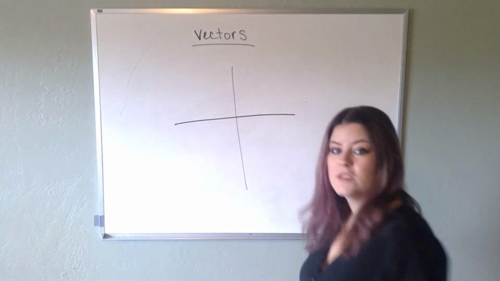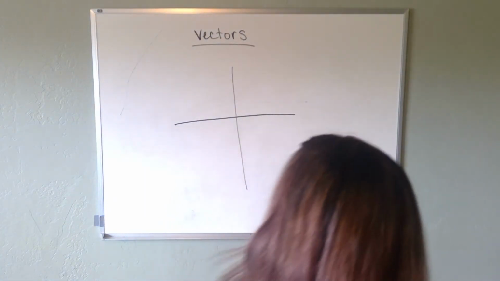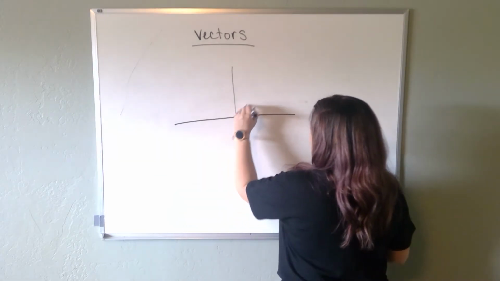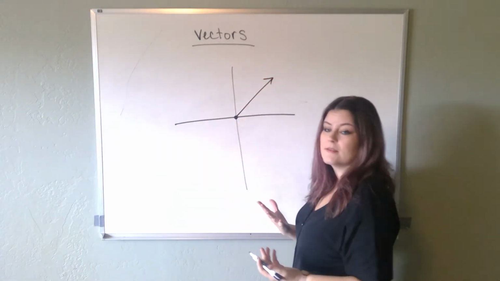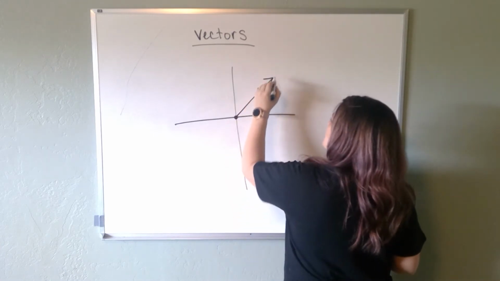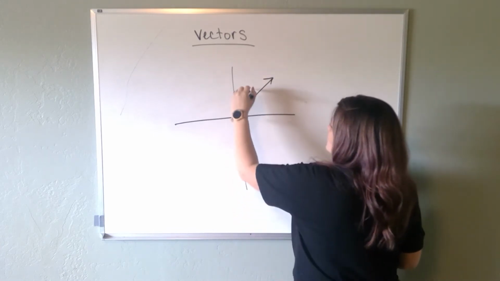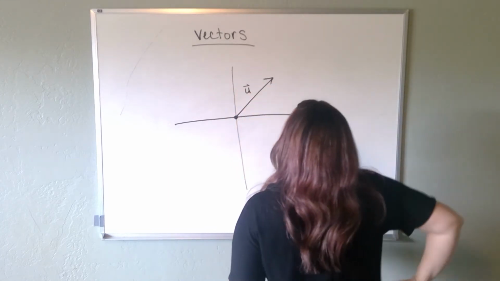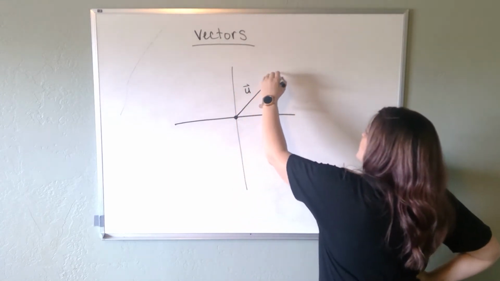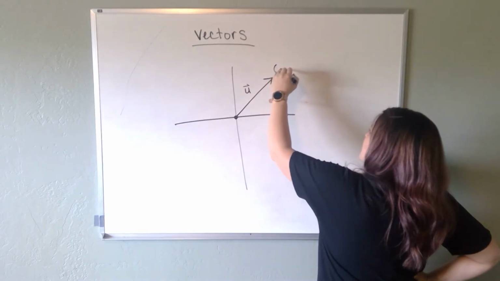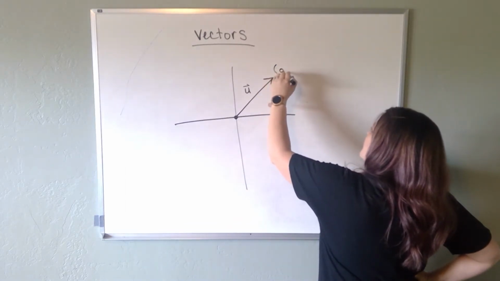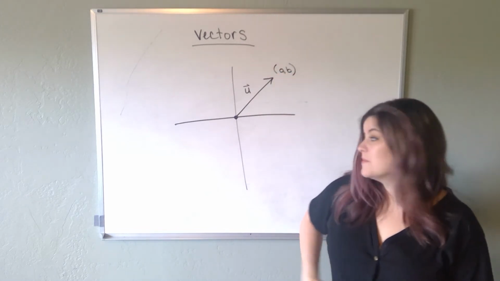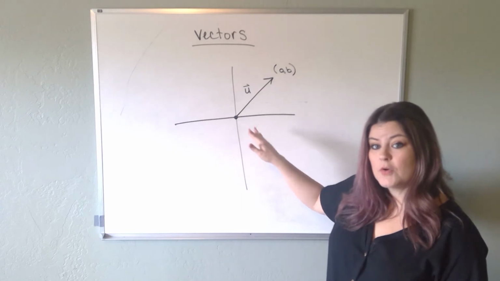I want to start with a generalization. So let's say we have a vector starting at the origin. Maybe it looks like this. Initial point, terminal point, let's call this u as a vector. Let's say that the terminal point is at A, B. This vector, because it starts at the origin, is in component form.